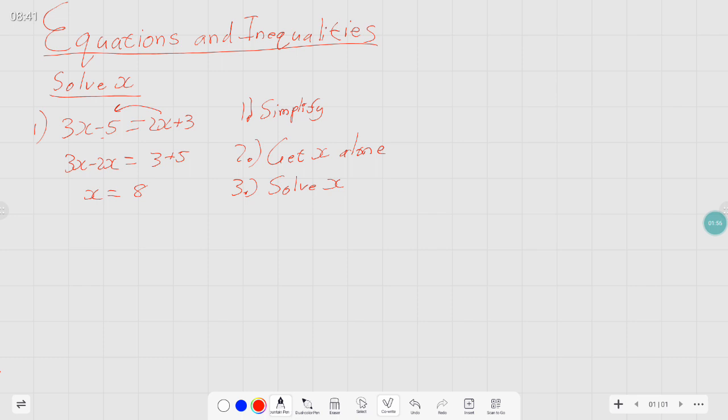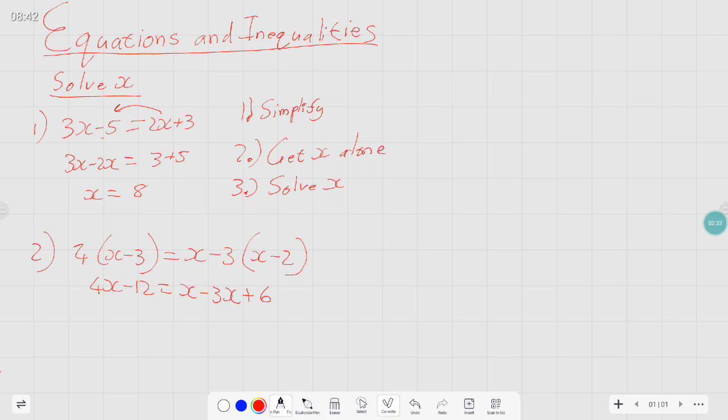Now what if I have another example that looks as follows. 4x minus 3 equals to x minus 3 times x minus 2. Now we start applying the first step. We simplify the problem. We multiply in. Now I've got 4x minus 12 equals to x minus 3x plus 6.